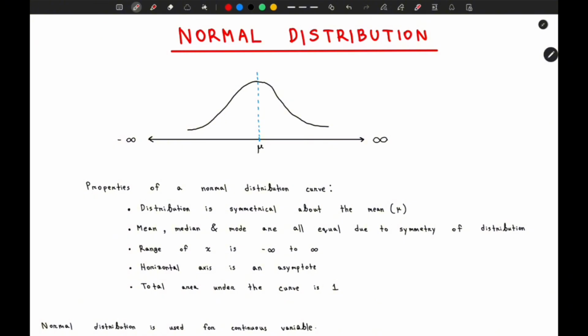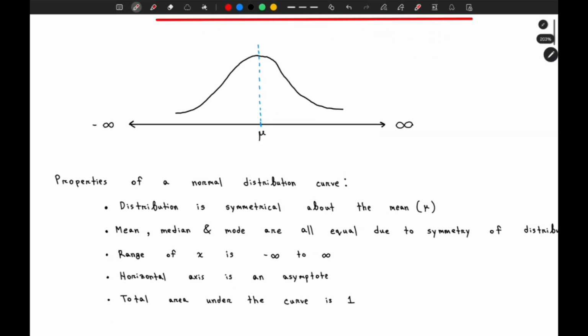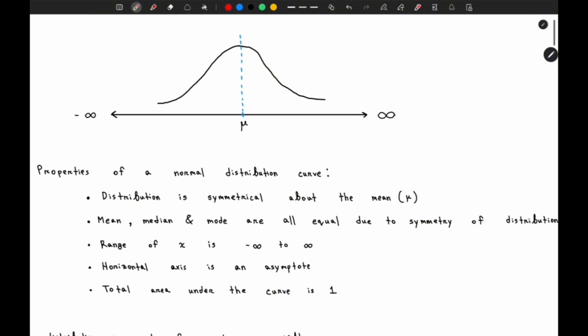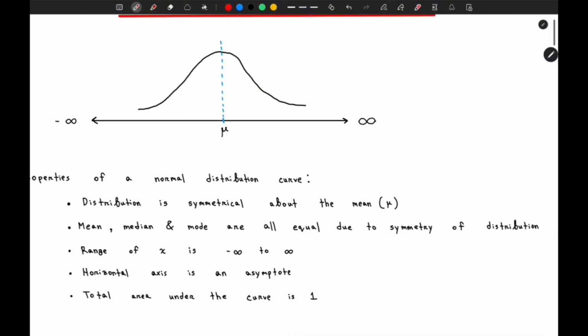Some are important and some are just there to give you an idea of how a normal distribution curve looks. The first property is that the distribution is symmetrical about the mean value, and the second property is that the mean, median, and mode are all equal due to symmetry of the distribution. So if the mean value, let's say, is 40, the median and the mode will also be 40 due to the symmetry of the distribution.